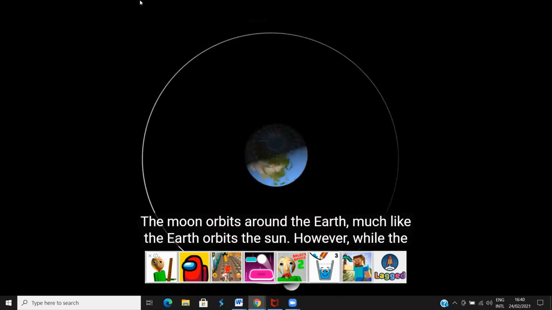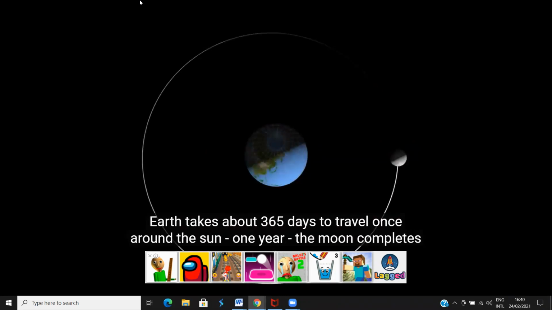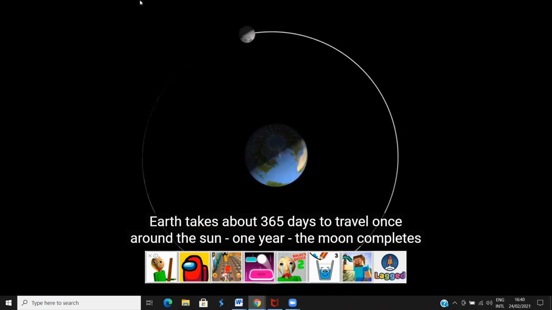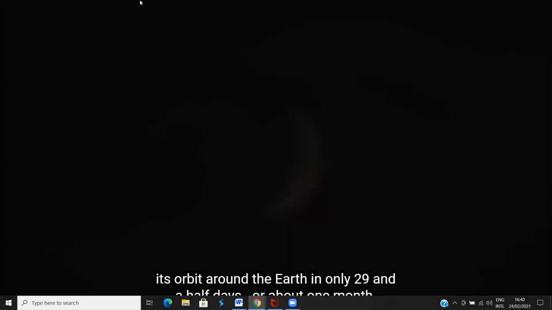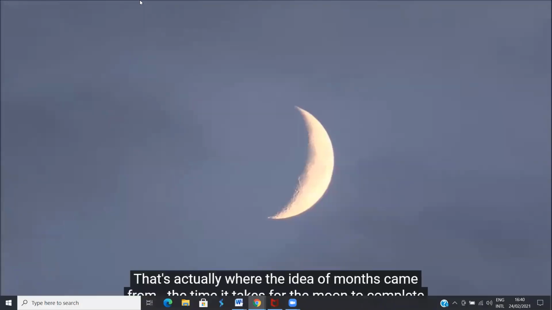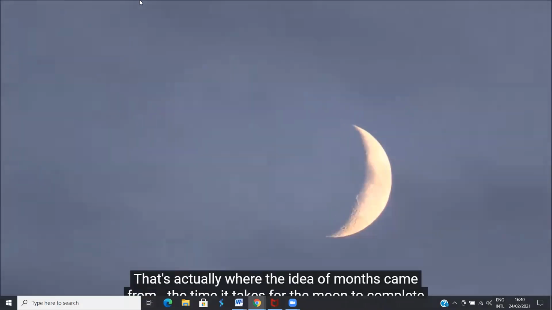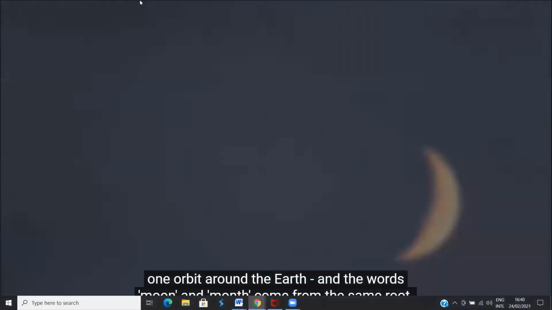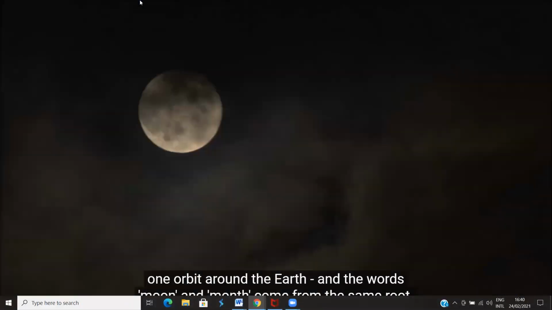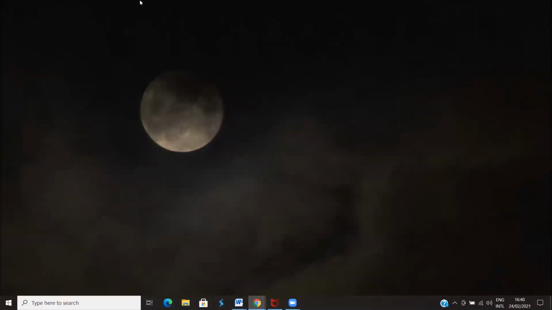The moon orbits around the Earth, much like the Earth orbits around the Sun. However, while the Earth takes about 365 days to travel once around the Sun, 1 year, the moon completes its orbit around the Earth in only 29.5 days, or about 1 month. That's actually where the idea of months came from, the time it takes for the moon to complete one orbit around the Earth. And the words moon and month come from the same root.